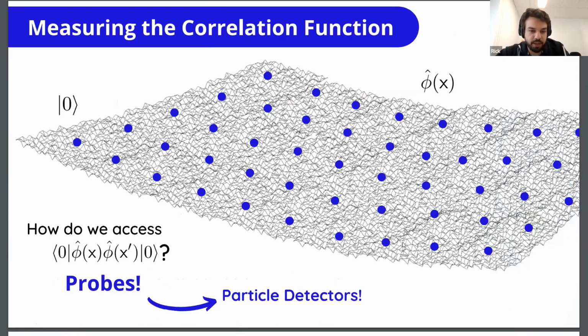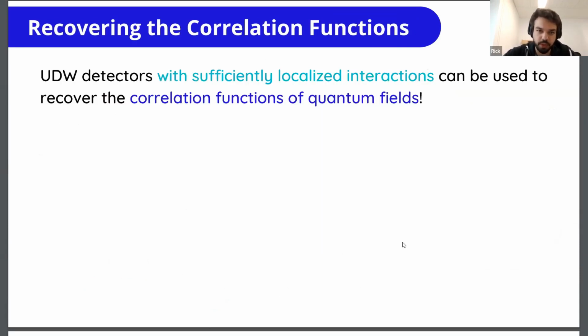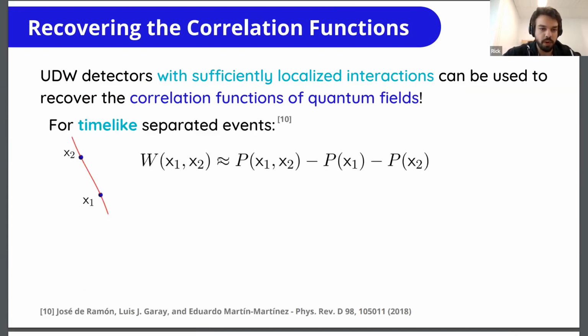So back to our main goal, which is how do we access this correlation function using these particle detectors. It's possible to recover the correlation function of the quantum field using detectors that interact with a sufficiently localized interaction. There are essentially two cases if we want to recover the correlation function between two points. One case is when the events are time-like separated.